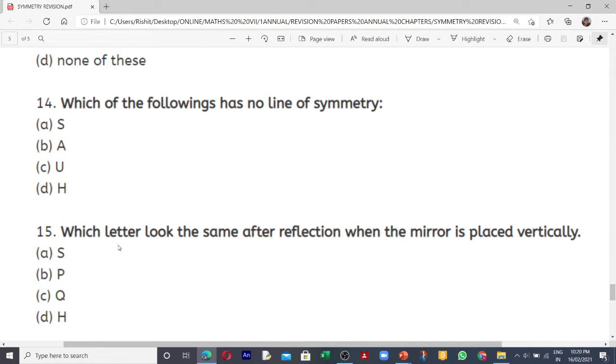Which letter, question number 15, which letter looks the same after reflection when the mirror is placed vertically? Will it be S, will it be P, Q or H? If you place a mirror in front of these letters, so which letter will you see the same? Question number 15. Come on, fast. 15 answer, write down 15 answer.